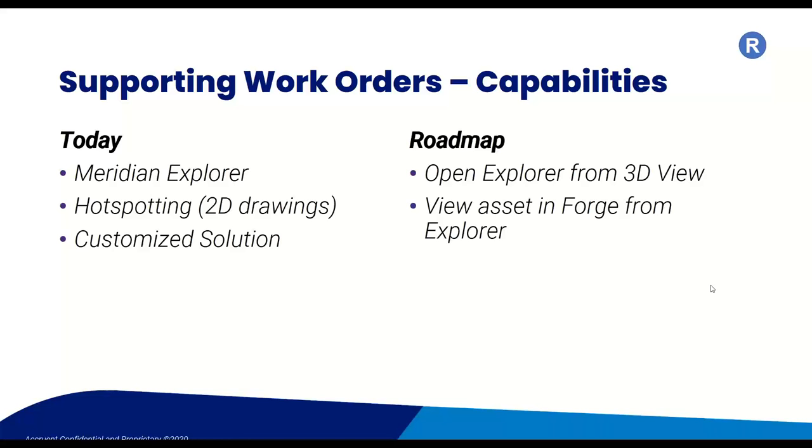So if you have a 3D view of the facility, you can point at anything you see in a 3D view, and with that open the Meridian Explorer. The Meridian Explorer can then show background information and documentation about the object that you have selected. Also the other way around: viewing an asset in Forge, which is a 3D viewer, the user selects a piece of asset that he needs to maintain, which comes from the work order integrated with the maintenance management system, and can then immediately jump to the location of that asset in the 3D view.